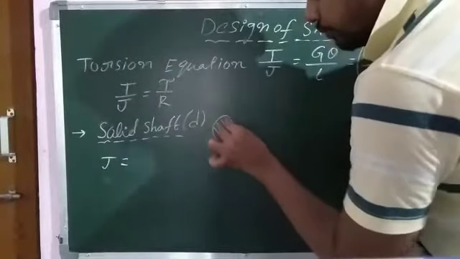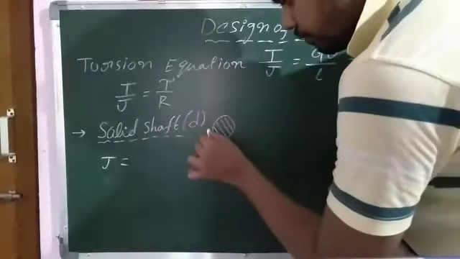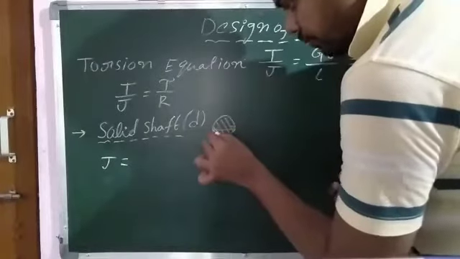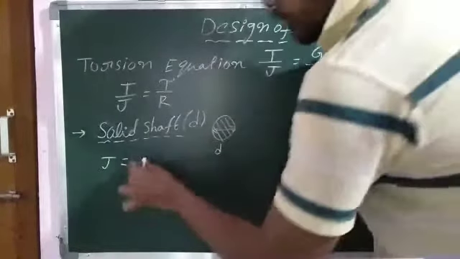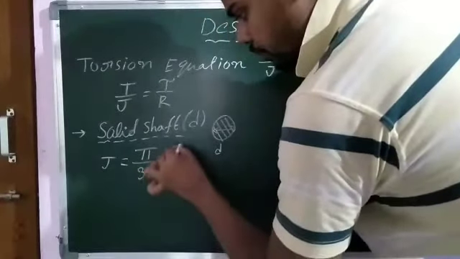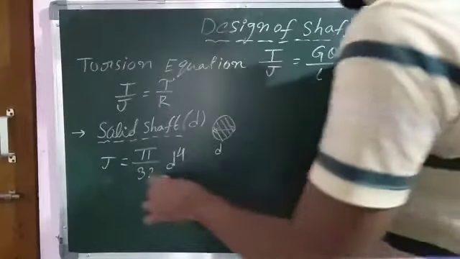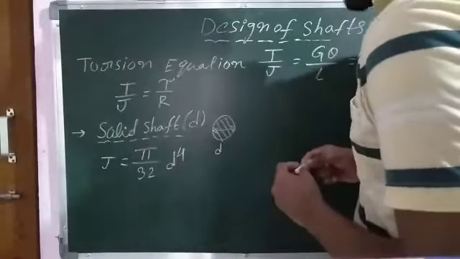We will assume a circular shaft, so a circular shaft with diameter d. Our diameter is small d. So, what is the polar moment of inertia? Pi by 32 into d power 4. I think we already studied this in engineering mechanics. So the formula is pi by 32 into d power 4.